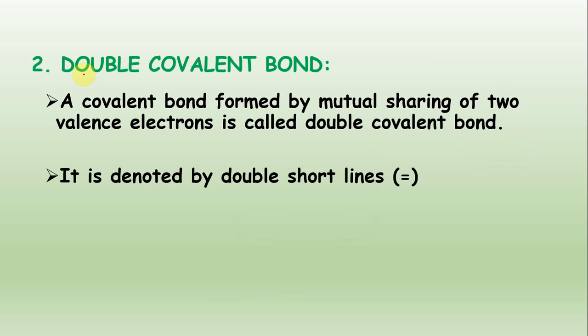Now there is another type which is called double covalent bond. In double covalent bond, there will be sharing of 2 electrons by each atom. A covalent bond which is formed by the mutual sharing of 2 valence electrons is called double covalent bond, and it is denoted by double lines. Look at here, it is denoted by double lines, like in this way. One electron from here, one electron from here. So 2 electrons are shared by each atom. This is the reason it is called the double covalent bond.